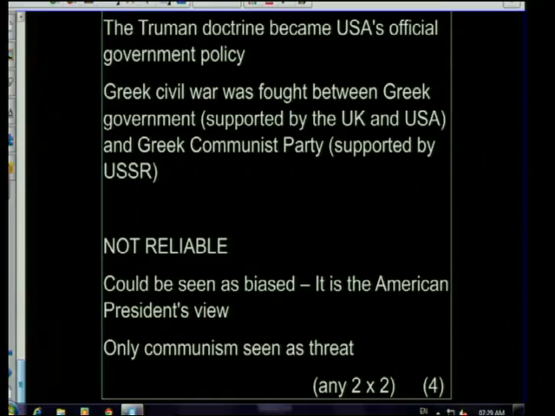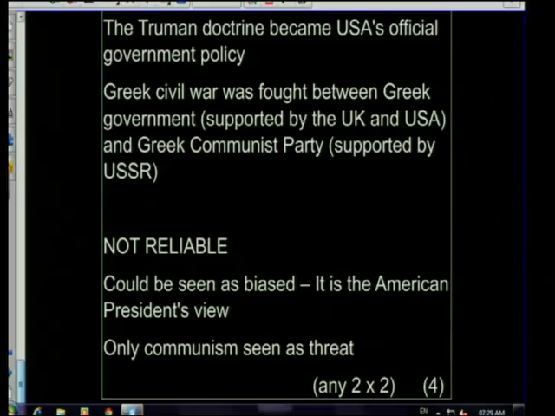Or if you choose to say it is not reliable, then you need to say so. In other words, it cannot be trusted. Even though it is a primary source, it was said by the president himself, it is biased because it is the president's view. It doesn't give the whole picture of the Cold War. Only communism is seen as a threat according to this source.